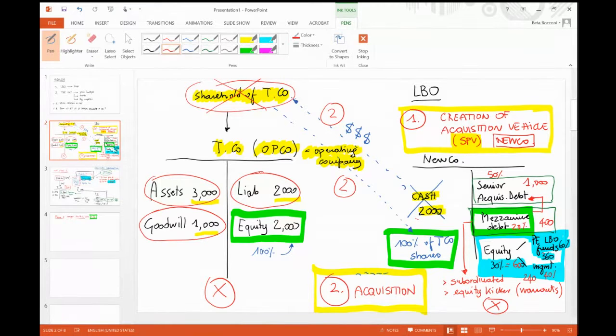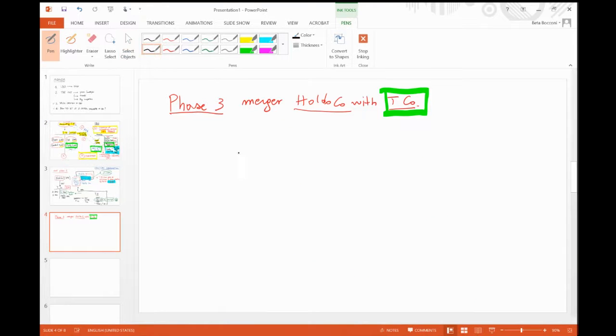And then on the liability side, you will have the original liabilities of TICO, you will have the senior acquisition debt, and so the liabilities of TICO, Deutsche Bank, the senior acquisition debt, JP Morgan, mezzanine debt, and the new equity, held by the private equity LBO funds, 60%, and the management, 40%. So, follow me. The story will be that essentially TICO plus holdco will have the following items.